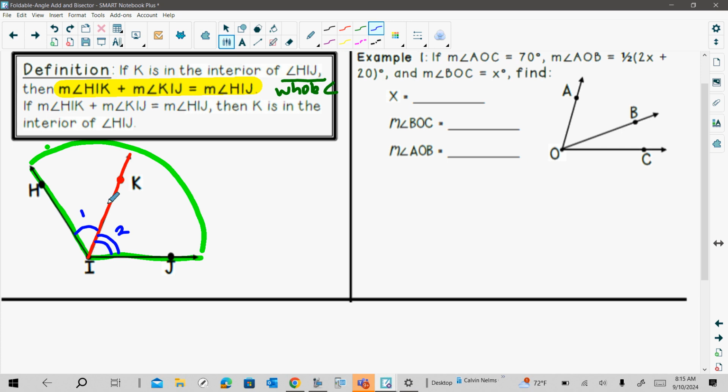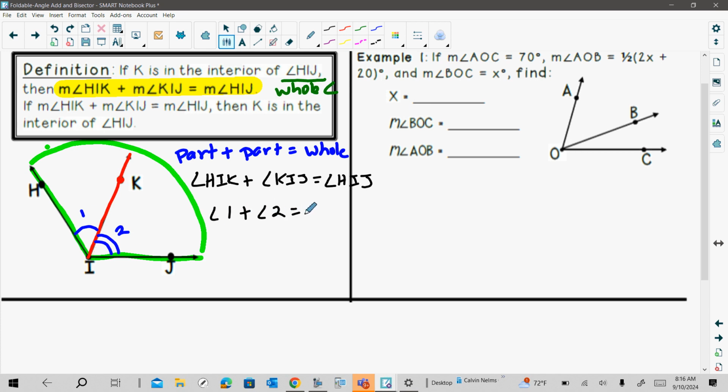Okay? So whenever I see the whole, or whenever I see adjacent angles, to do the angle addition postulate, you're basically doing part plus part equals the whole angle, just like with the segment addition. Well, I can name the parts using 3 letters. So I can say angle HIK plus angle KIJ equals the whole angle, which was HIJ. Or I can just use our numbers here. Angle 1 plus angle 2 equals, and my whole angle I'm going to number 3, equals the whole angle, which is the third angle.